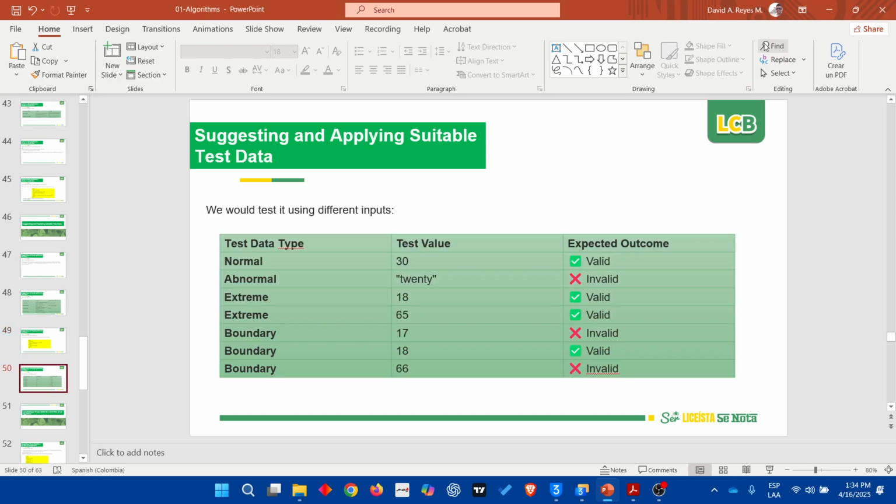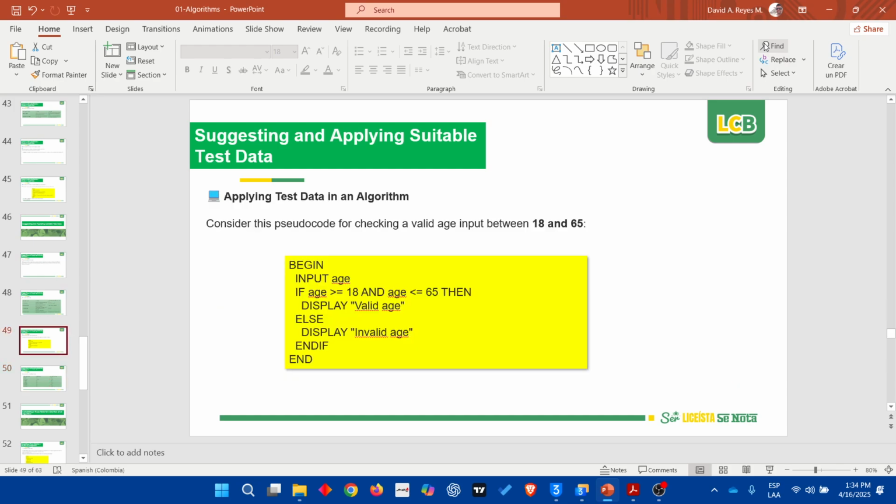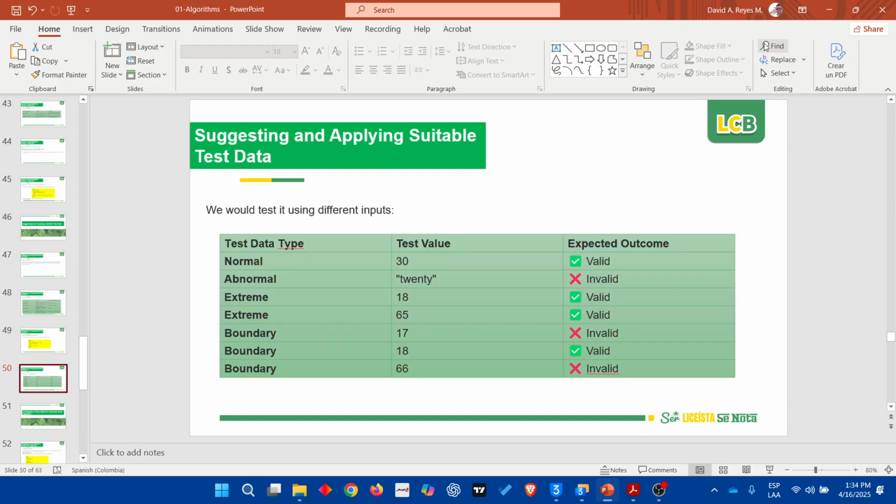Okie dokie. So we test that algorithm using these values. So if I put 30, valid. Twenty in letters, invalid. 18, valid. 65, valid. 17, invalid. So you must send a message that says that value is not between the range that I gave you. Remember, the range is 18 to 65 or 64, for example. No, yes, 65. And if I put 66, it is outside the range. Okay.